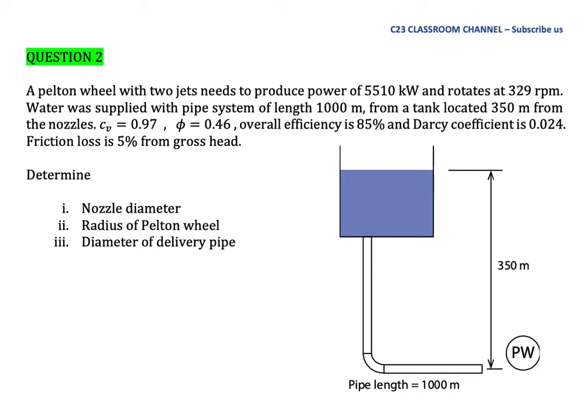Water was supplied with a pipe system of length 1,000 meters from a tank located 350 meters from the nozzle. CV is equal to 0.97 and phi is equal to 0.46. Overall efficiency is 85% and Darcy coefficient is 0.024. Friction loss is 5% from gross head. Determine nozzle diameter, radius of Pelton wheel, and the diameter of delivery pipe.